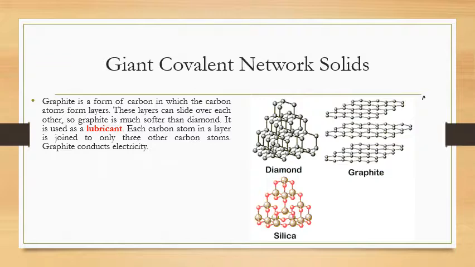As you can see here, you've got 1, 2, 3 layers. These layers can slide over each other, so they can move back and forth. That means that they can act as a lubricant, and it is also the fact that graphite is a lot softer than diamond. Graphite's pretty much what your pencil's made of. Each carbon atom in a layer is joined to only 3 carbons, rather than 4, and because of this, graphite can also conduct electricity because it has a free electron.